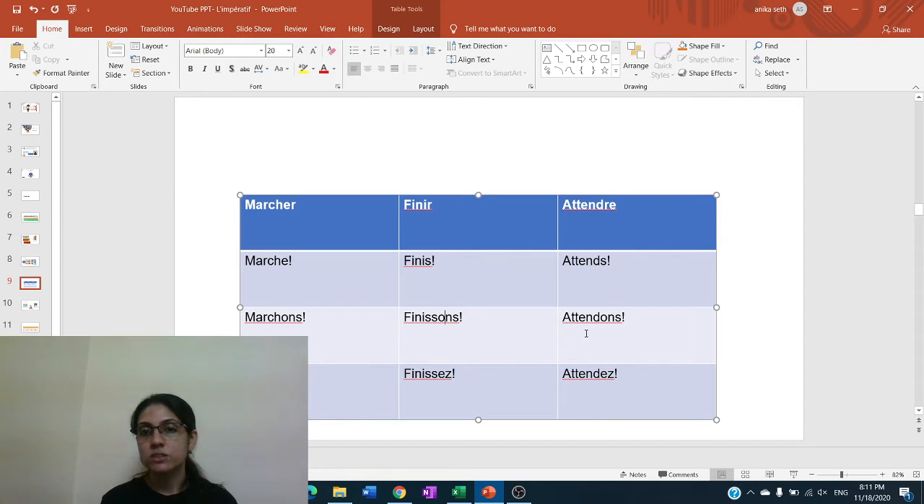Next one is attendre, which is an RE verb. So attendre as an RE verb, the conjugation with tu is attends, A-T-T-E-N-D-S, attends. S will not be removed because this is also not an ER verb, this is an RE verb. So the rule of removing S is only applicable to ER verbs. So attends, exclamation mark. Attendons is the conjugation with nous. Attendez is the conjugation with vous. So attends, attendons, attendez. Okay.